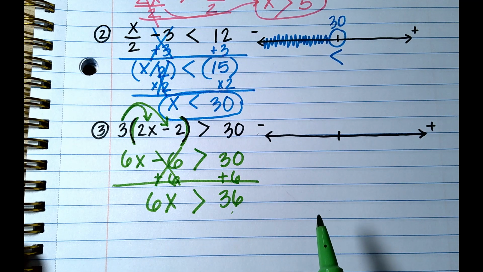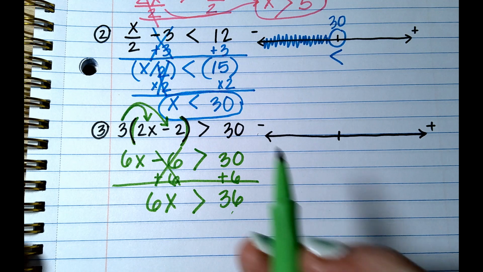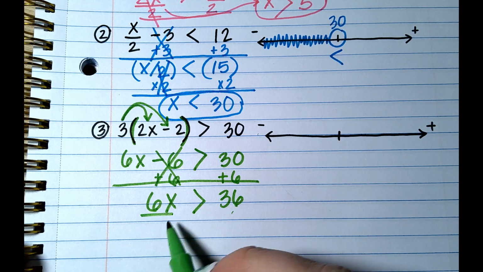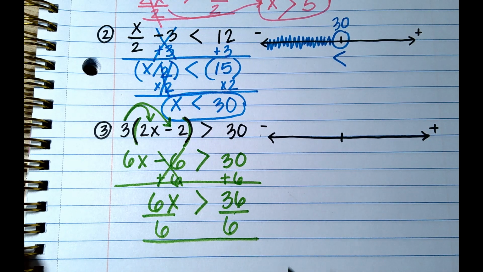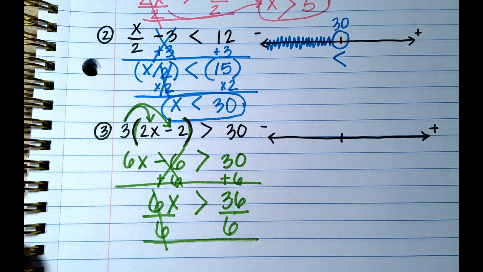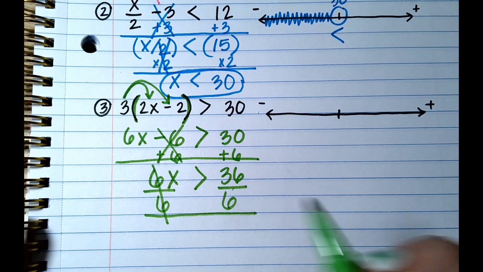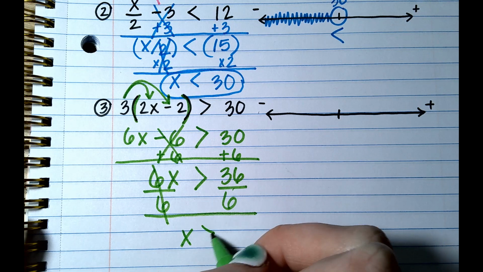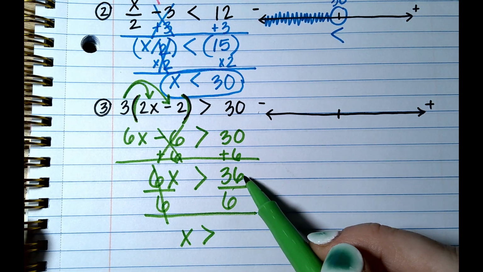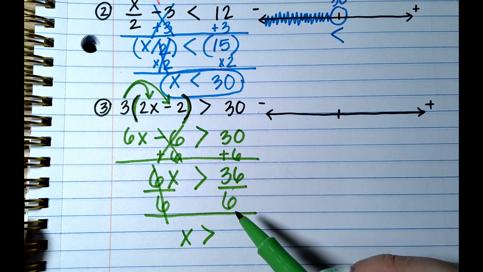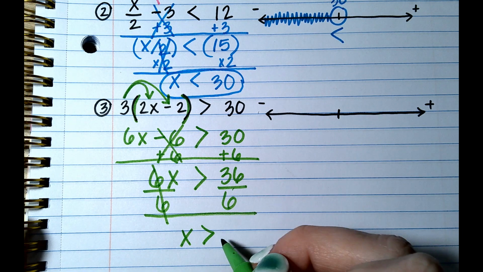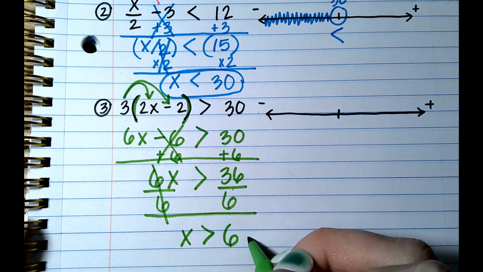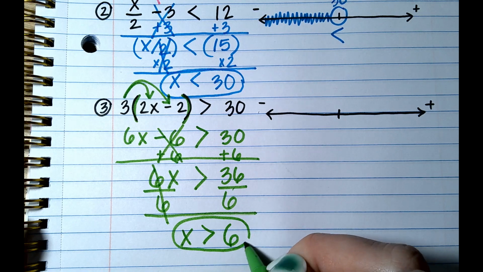One more step. You're right. What is that step? Division. Divide by 6 on both sides. 6 and 6, we're going to cancel those. So that gives x greater than 36. Oh, what'd I forget? Sorry, divide the 6 and the 36. Yes. So 36 divided by 6 is 6. So we got x is greater than 6.